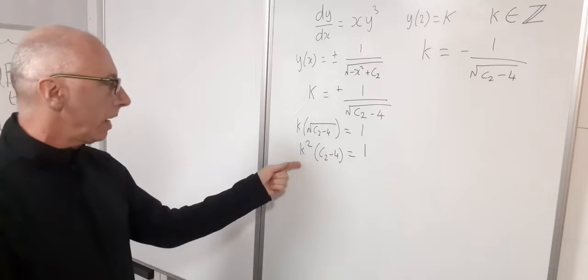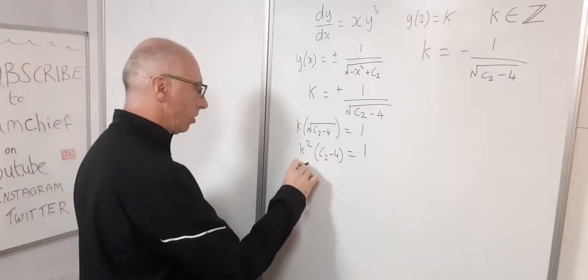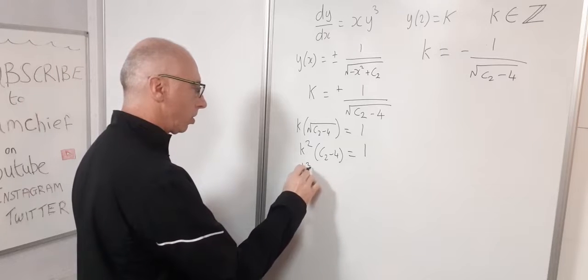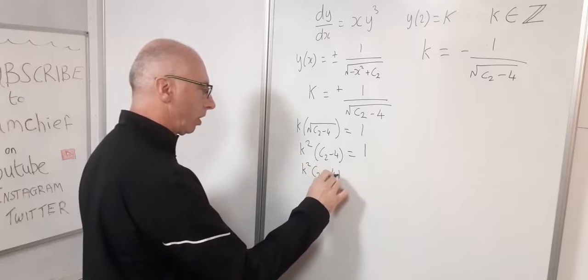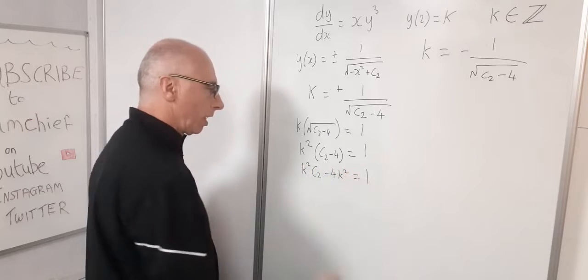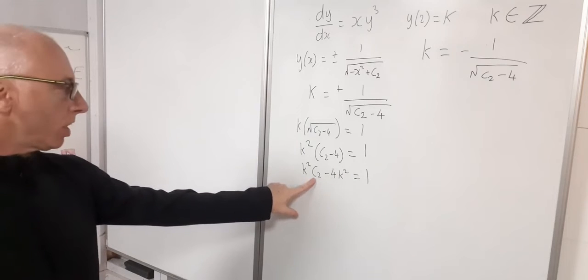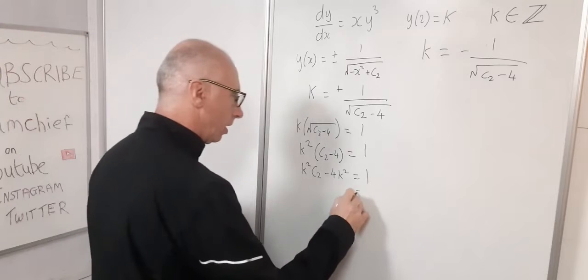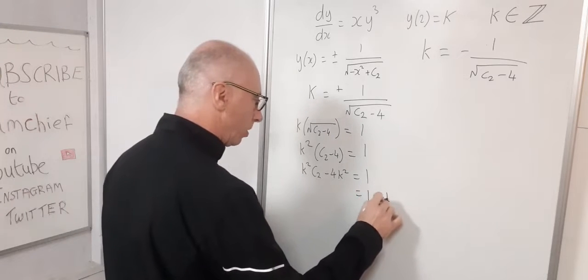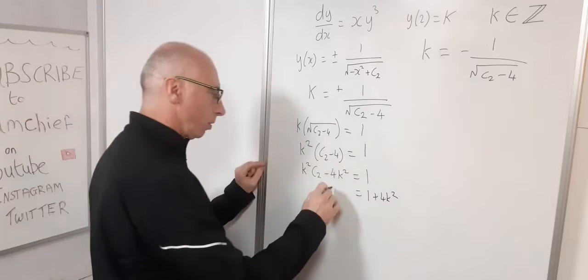Okay, now let's expand these brackets here. So now I've got k squared times c2, so I can put that like that, and then minus 4k squared equals 1. Now I've got a chance here to get my c2 on its own. I'll bring the 4k squared on this side, so 1 plus 4k squared, and that's going to leave me with k squared c2.